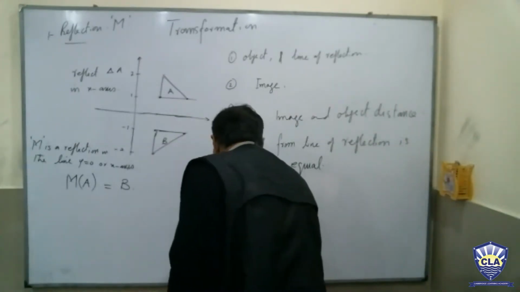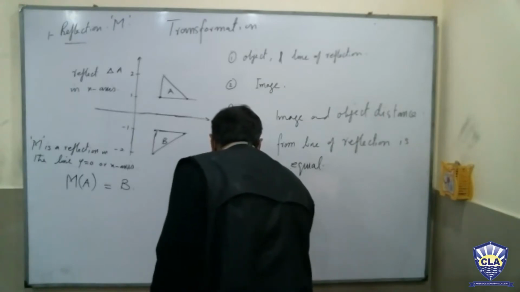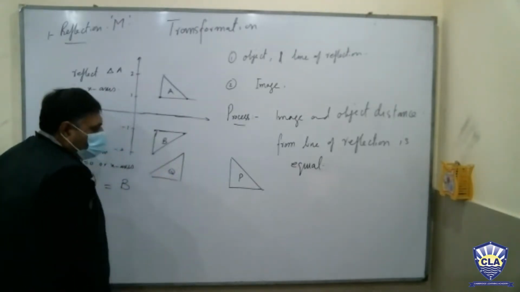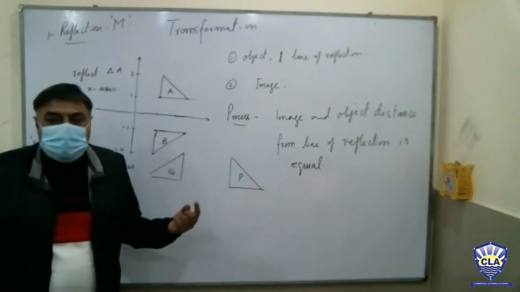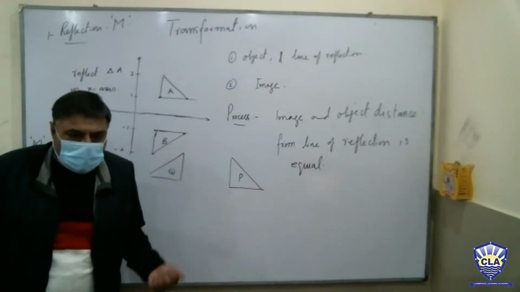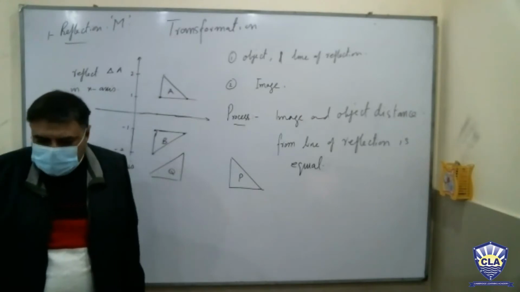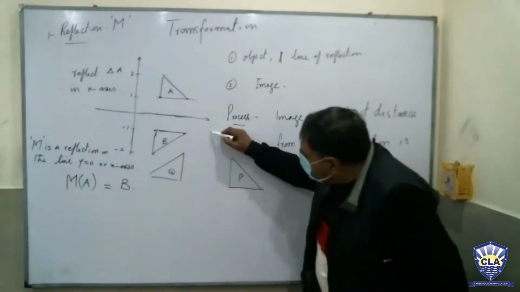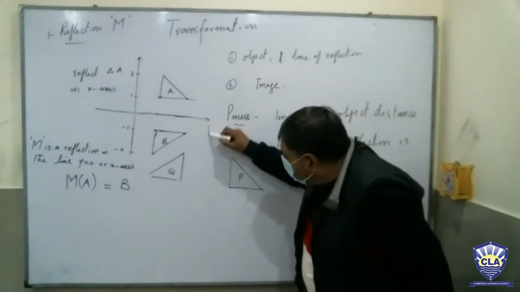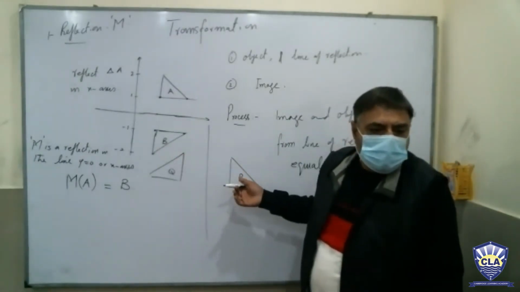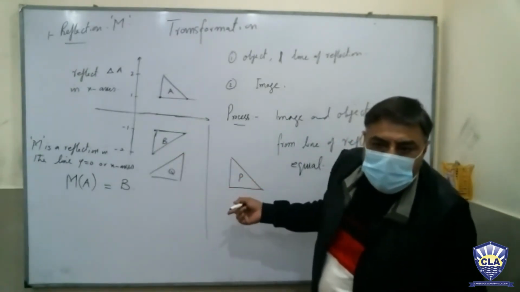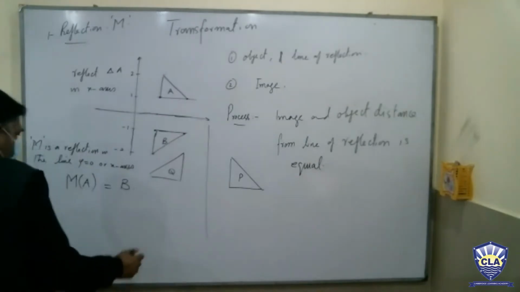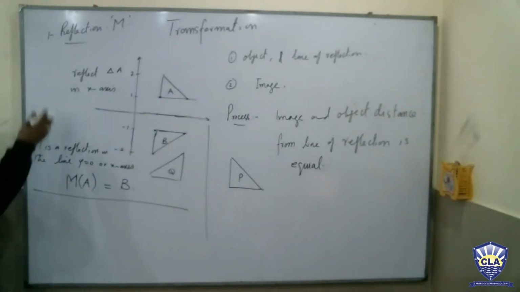If triangle P is transformed onto triangle Q, please find the line of reflection. So how can you find the line of reflection? दरमियान में. It is on a graph paper, so you can easily find the line of reflection. It is question number 1.